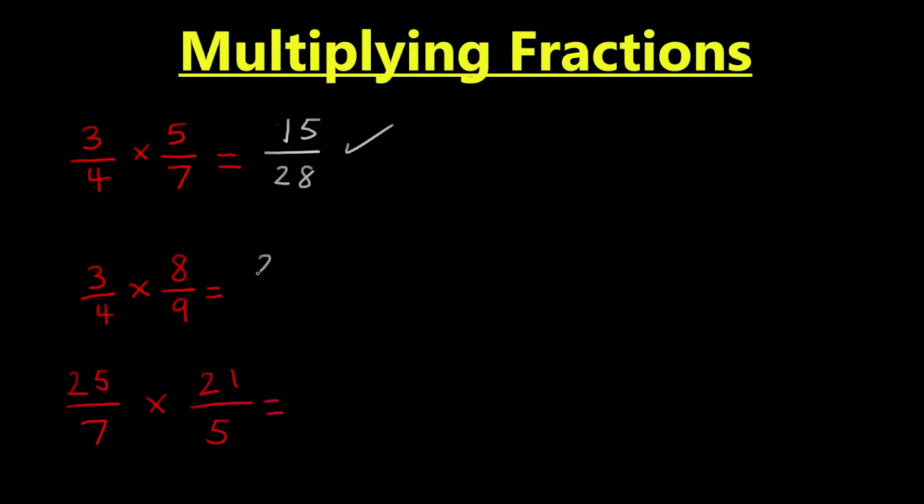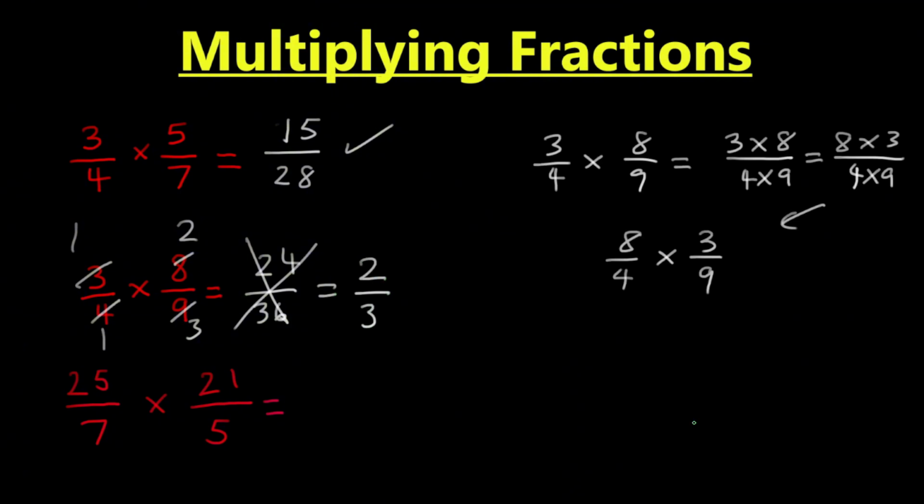3 times 8, 24. 4 times 9, 36. Now this is not reduced. So I don't personally like this version of it. Instead, what I like to do is to reduce before multiplying. 3 goes into 9 3 times, and 4 goes into 8 2 times. And that means the answer is 2/3. Now, once you get to this step, it's kind of clear that this first fraction can be reduced very easily. 8 divided by 4 is 2, and 9 divided by 3 is 3, and we get our 2/3 again.